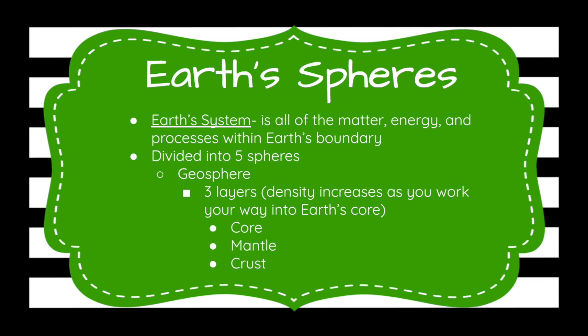We divide Earth into 5 major spheres: the geosphere, the biosphere, the atmosphere, the cryosphere, and the hydrosphere. So I'm going to tell you briefly a little bit of information about each sphere. Geosphere is made up of 3 layers, and the density will increase as you work your way into Earth's core. And the 3 main layers of the Earth that are divvied up based on chemical composition are the core, mantle, and crust. Now, in a later unit, we will talk about the fact that there are physical layers and chemical layers of Earth, depending on how you break them up.